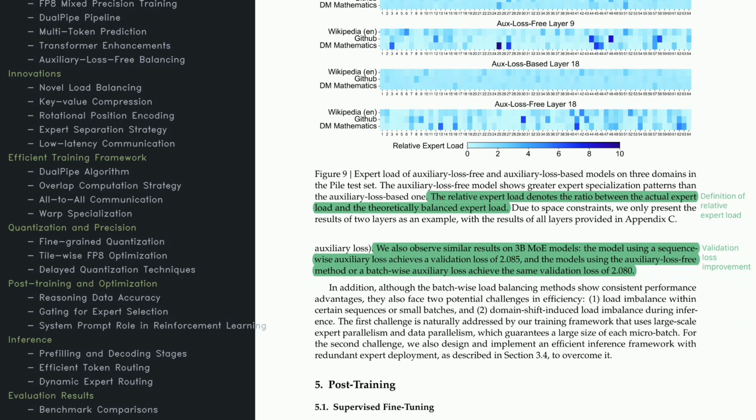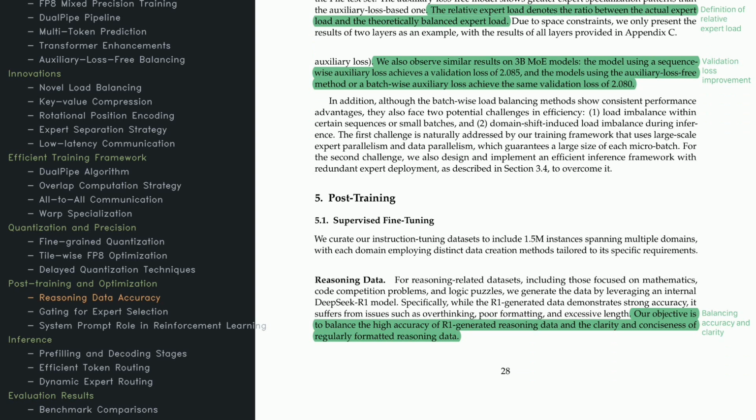This section has two topics: batch-wise auxiliary loss and supervised fine-tuning for reasoning datasets. Batch-wise auxiliary loss balances loads across sequences and microbatches, smoothing out domain-driven fluctuations. Then there's fine-tuning on curated data, with 1.5 million examples from multiple domains. For reasoning tasks, math, logic puzzles, some data came from an older version of the model. It's usually accurate, but can be verbose. The team aims to combine that accuracy with concise reasoning data to produce higher quality final outputs.